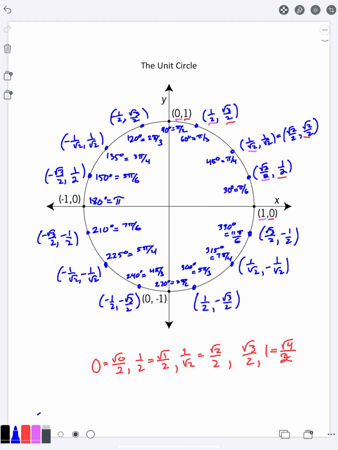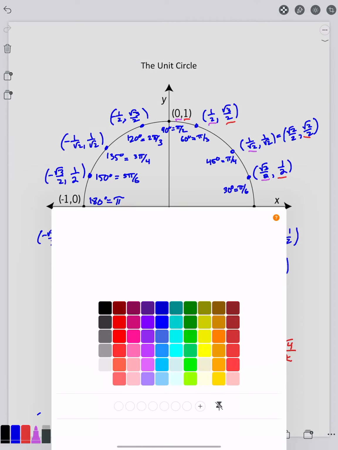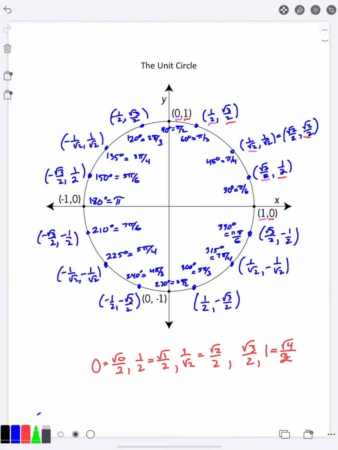And one last thing to mention on this video is that you can see how, depending on which quadrant you're in, the pluses and minuses switch around. And there's a fun little thing to remember whether you're going to get positive or negative answers for trig functions. It's All Students Take Calculus, ASTC.